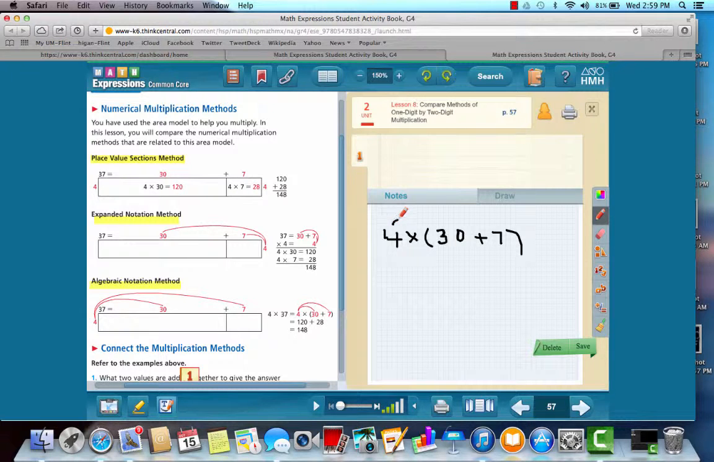So you're doing the exact same thing. You're multiplying 4 times 30, then 4 times 7 to get 120 plus 28, which should end up to the same product. So you have the two partial products add up to the same product: 4 times 37 is 148.